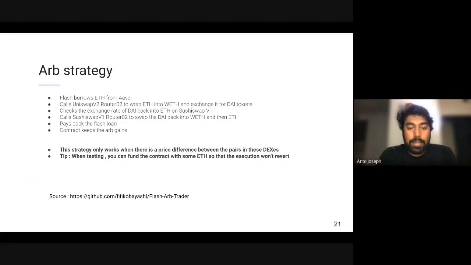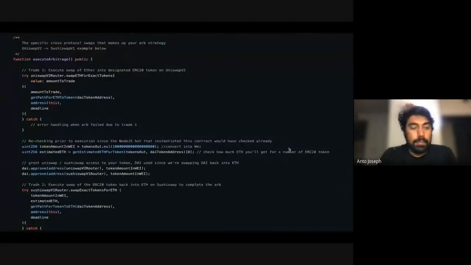You can also take a look at this contract and learn more. The sources are linked here. And this is one of the important functions in the arbitrage smart contract. So here you can see that we are integrating with the Uniswap router, and then we are approving DAI to be spent, and then we are also trying to swap funds using the SushiSwap router. So essentially, that is the logic of the smart contract.